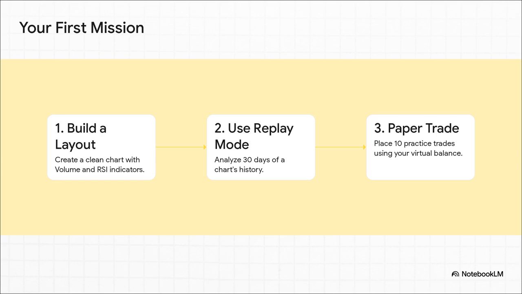All right, you've been listening for a while. Now it's time for you to actually do something. Here's your first mission. 1. Build a nice, clean layout with just 2 indicators, volume and RSI. 2. Pick a chart, any chart, and use replay mode to go back and analyze 30 days of its history. And 3, place 10, just 10, practice trades using paper trading. This is how you make it all stick.